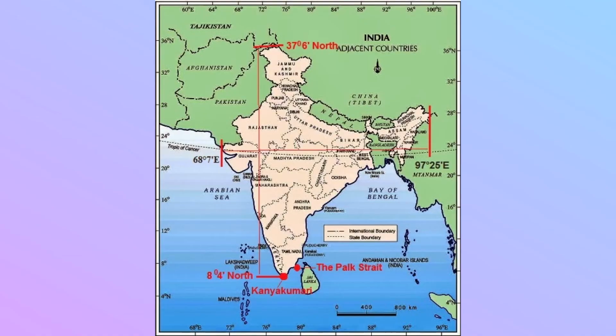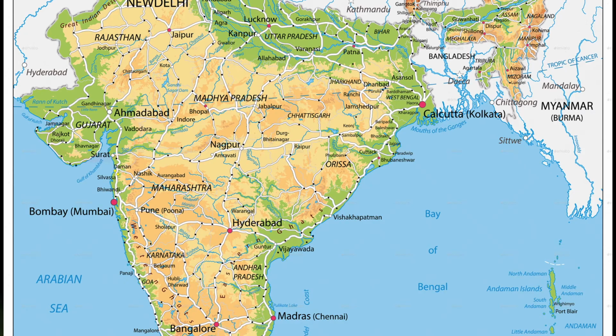The next very important landmark which helps us to locate our country India is the Tropic of Cancer. It lies at 23.5 degrees north. And this line divides our country India into 2 halves. The line passes through 8 states of our country, and they are Gujarat, Rajasthan, Madhya Pradesh, Chhattisgarh, Jharkhand, West Bengal, Tripura and Mizoram.